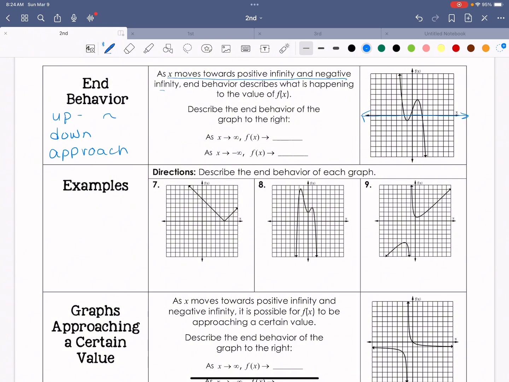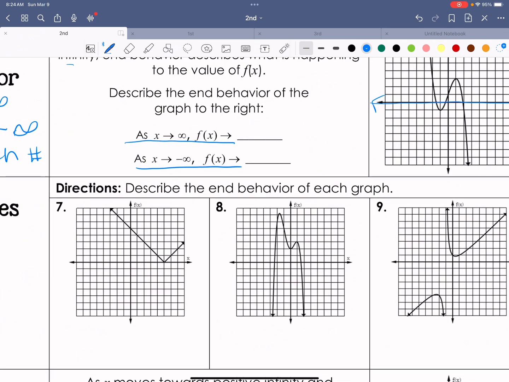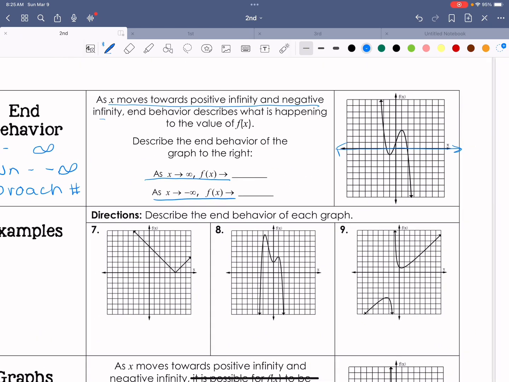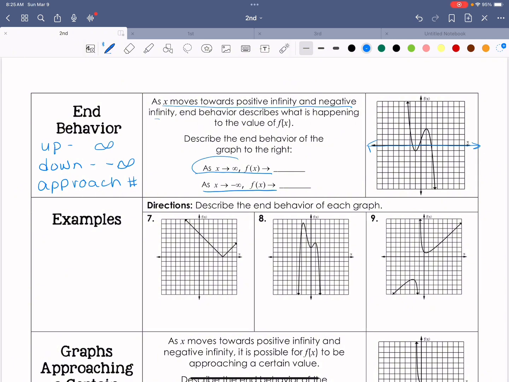So if it goes up, the end behavior heads towards infinity. If it goes down, it heads for negative infinity. And if it approaches, we're going to put a number there. All right. So you see these two phrases right here? You are going to write those over and over because that is standard. That's how we describe each end behavior. This one is what happens as it goes to the right. This is what happens as it goes to the left.